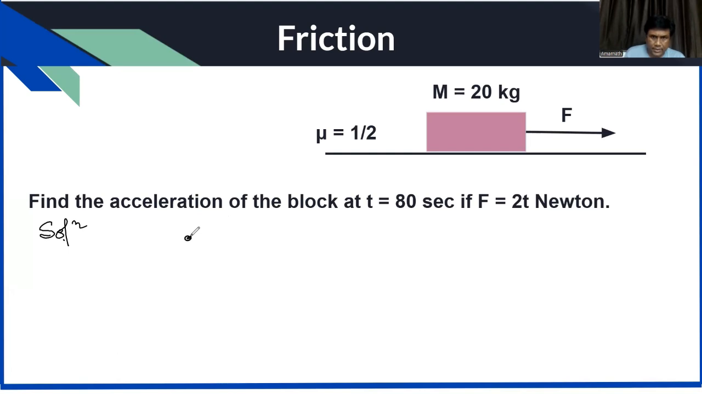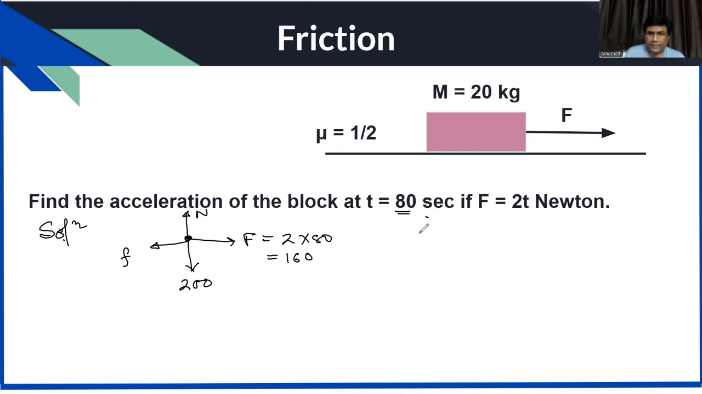See, that is 20 kg, so this is 200 Newton. This will be the normal force, and this will be the applied force. Applied force equals what? 2 into t. But they are asking at 80, so it will be 2 into 80, which is 160 Newton. And here it will be the frictional force. I don't know the value of the frictional force because it is self-adjusting.